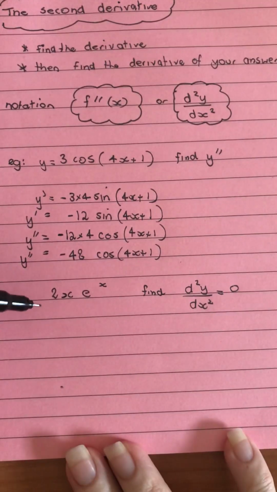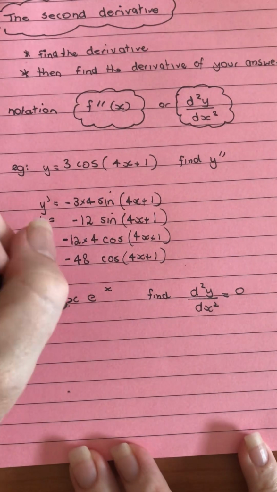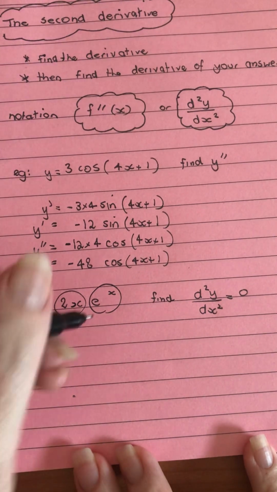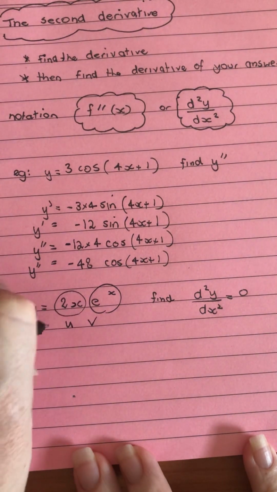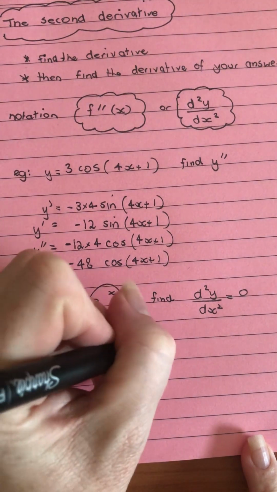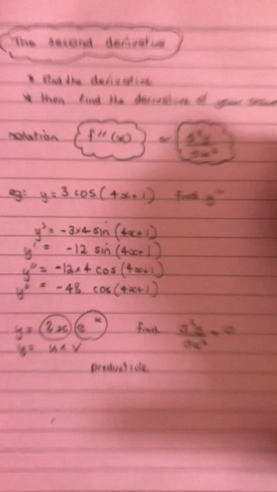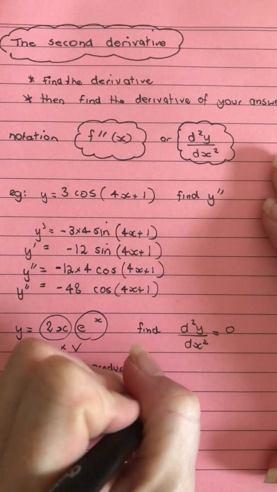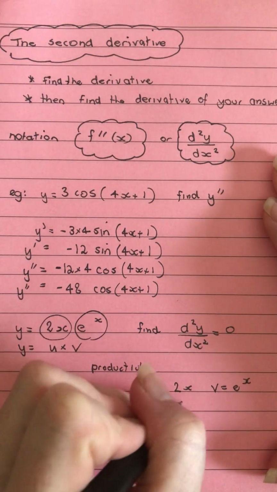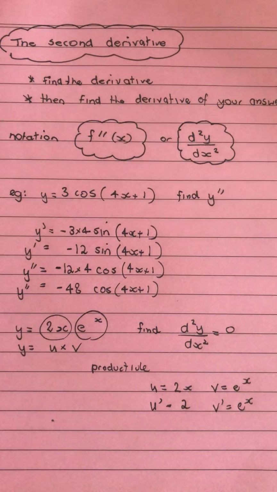The next one we've got here is y equals 2x e to the x. When we see that, we know that we're going to use the product rule to do the derivative. When we're doing that, we also need to say that we're using the product rule. We need to get into that habit for external exams because they're going to be marking for that. So u is equal to 2x, v is equal to e to the x, our u dash is going to be 2, and our v dash is going to be e to the x, because the derivative of e to the x is e to the x.